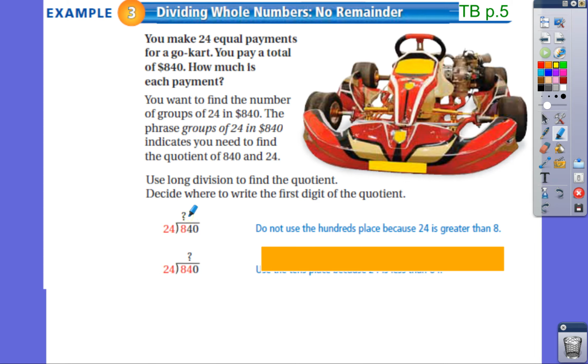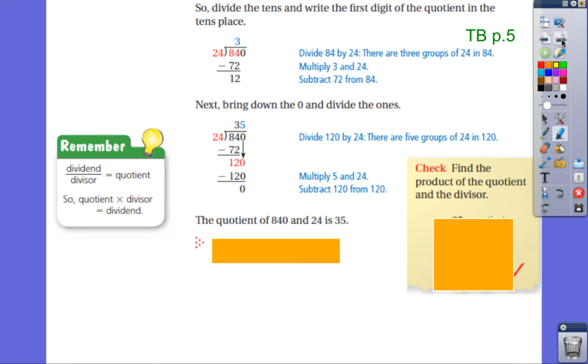Now if you take a look here, 24 cannot go into the number 8. So they are leaving the space above the 8 blank. They have to go over to 84. 24 can go into 84. Now we need to think about how many times 24 can go into 84. In this case, it is 3 times. 3 times 24 is 72. I subtract, I have 12 left over.